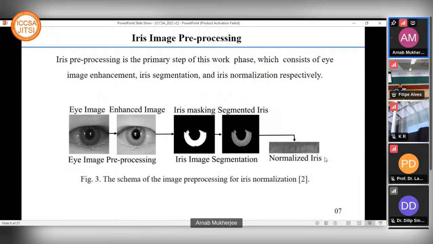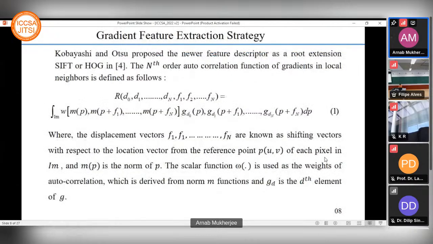The next step is feature extraction. Kobayashi and Otsu proposed the gradient-based feature extraction. Firstly, we extend the feature descriptor as a root extension of Shift and Hog features. The nth order autocorrelation functions of the gradient in the local neighborhood are defined as the following formulas.